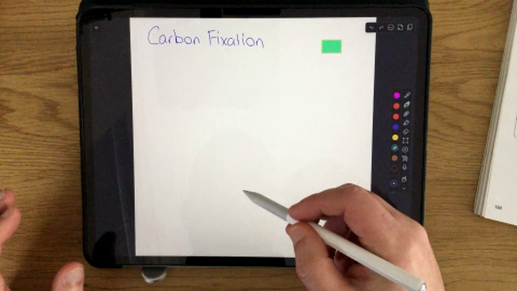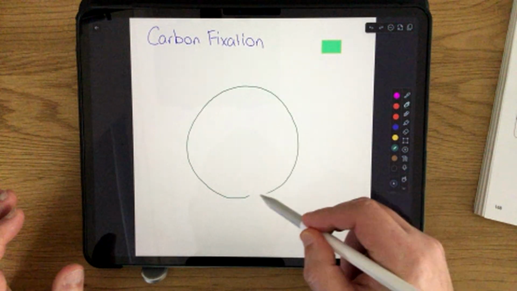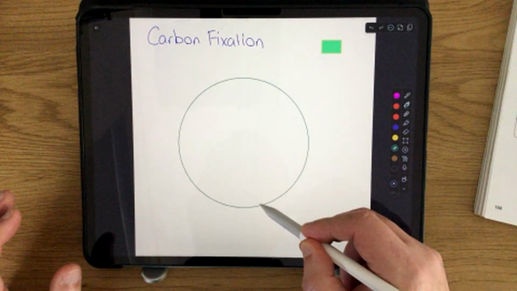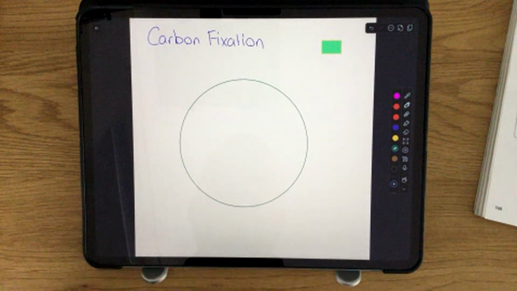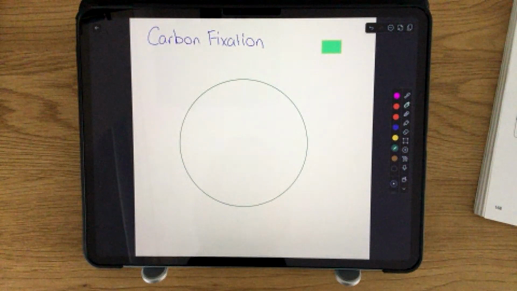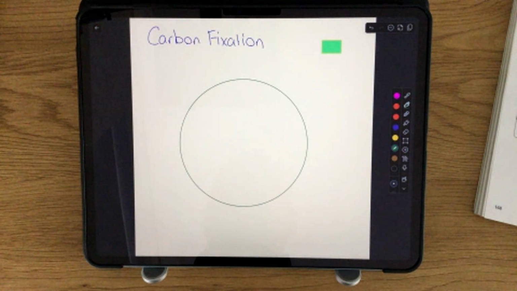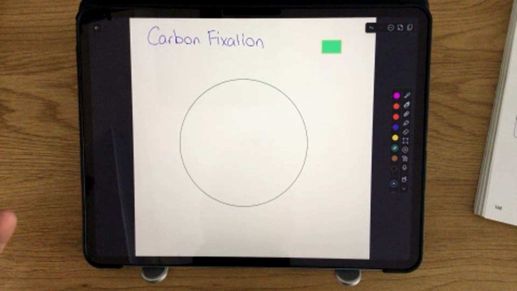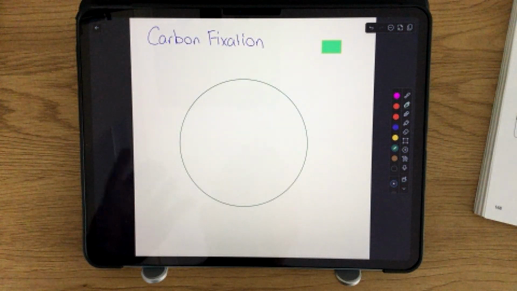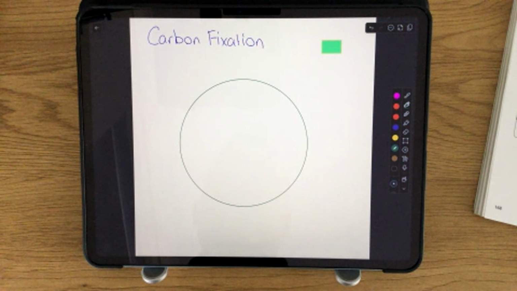Now, first of all, I'm going to draw a half decent sized circle, bring it out a bit. As it's a cycle, it's going to go continuously round and round, as long as photosynthesis is taking place, feeding it all the raw materials. For carbon fixation, there's always a good place to start and make the link: always start with carbon dioxide.